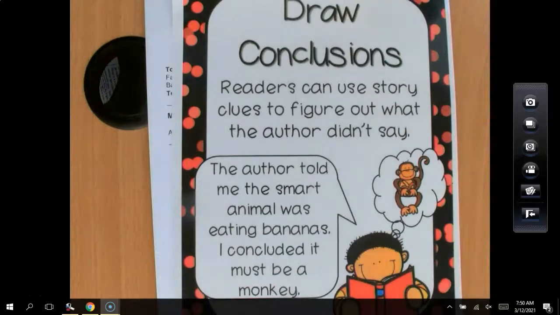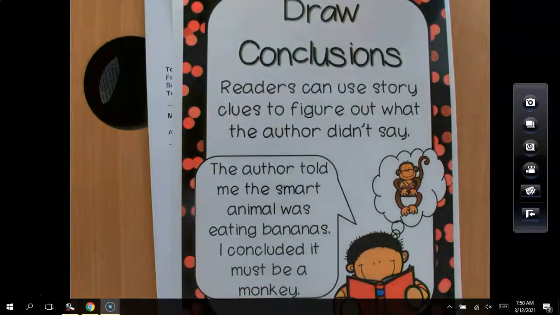Another way we can make a guess is by using what we call prior knowledge. It's knowledge that you already know. So you can use your prior knowledge, you can gather the facts and information from the story you're reading, and based on all of that, you can make a guess. You can make an educated guess.